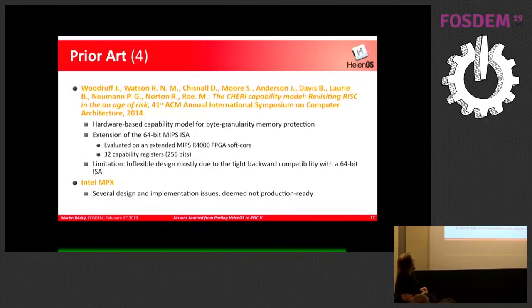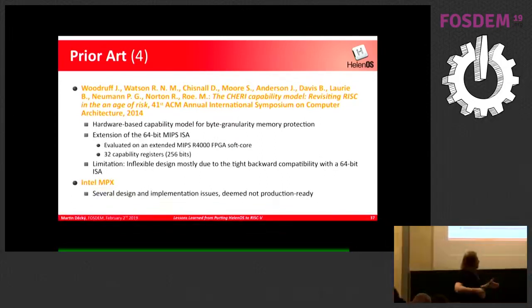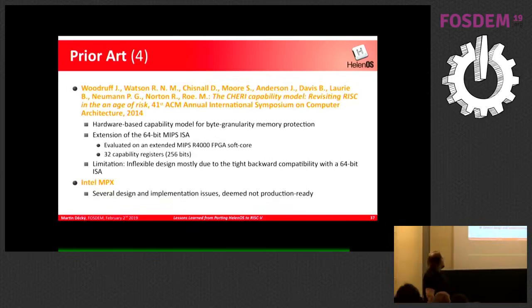About the capabilities, there's not much, but there is this paper about hardware-based bounds checking, which was implemented as an extension to the 64-bit MIPS ISA, where there were basically 32-bit bound registers or capability registers, which contained the information where an object boundary is, and this was checked by the hardware. Again, the performance evaluated on an FPGA was very nice. The limitation in this case was the inflexible design.